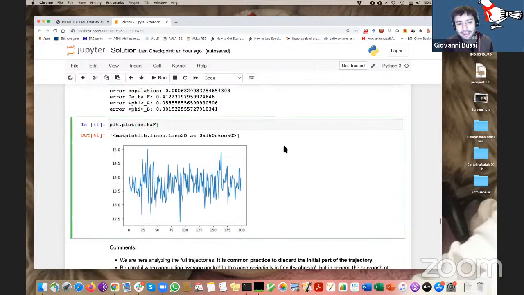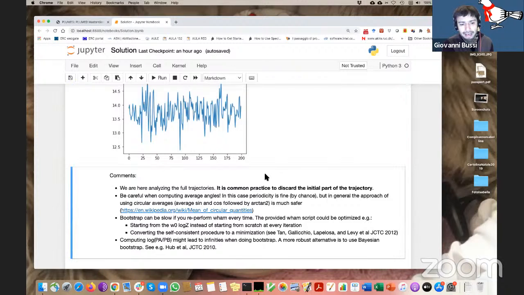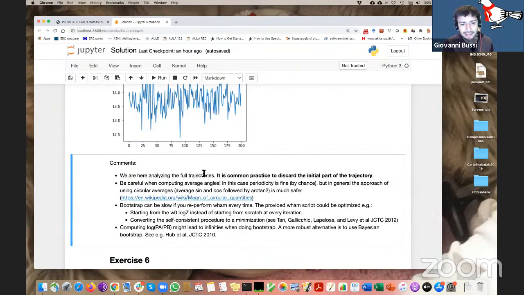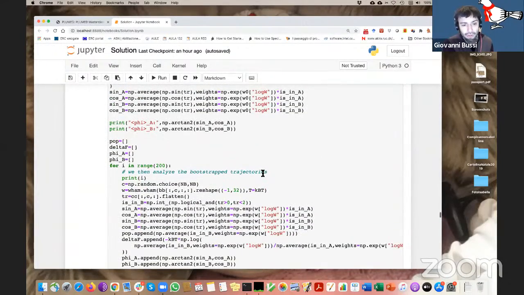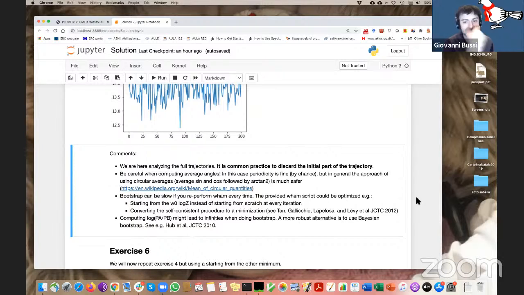Other questions, comments? Okay, my comments now. We are analyzing the full trajectory. It's common practice to discard the initial part of the trajectory. It's not so difficult, and actually at the end of this sheet, we have some analysis done discarding the initial part of the trajectory. And we will discuss it. Then, okay, there is this comment on the average of angles.